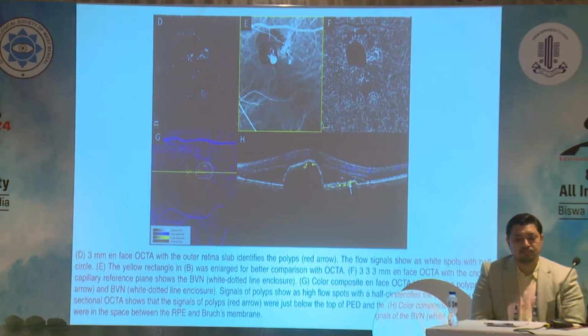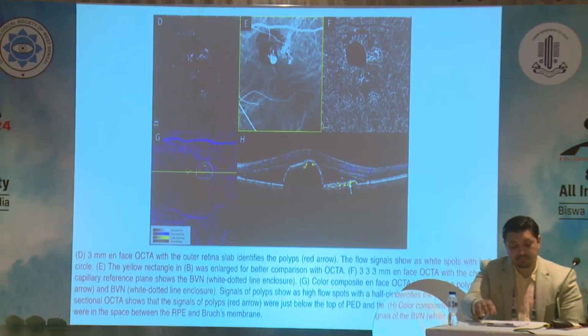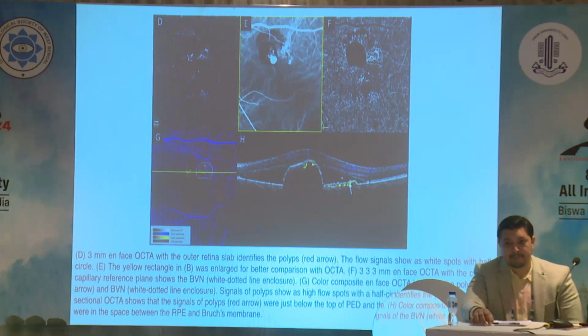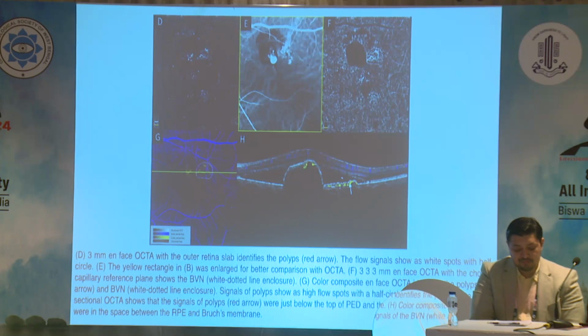When we correspond this to the B scan in the H picture, then we can see that the polyp in the color composite is shown near the height of the PED, and the adjacent choroidal neovascular membrane can be seen. So as can be seen in this slide, the polyps are not very well defined in OCTA, and this is a limitation because the OCTA is based on the blood flow, and the blood flow in a polyp is usually very less. In larger polyps, the blood flow is usually higher at the periphery, and that is why you can see the presence of a ring sign or a half ring. So it will basically pick the outer edges of the polyp.